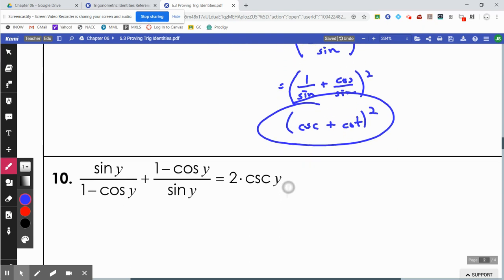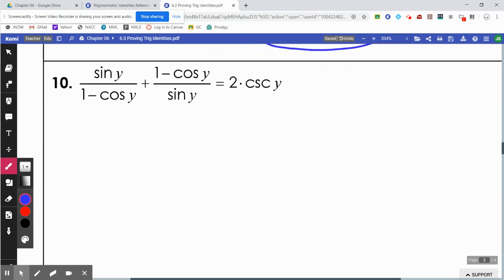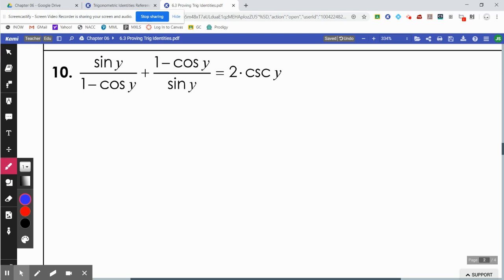So some of these are a little tricky. You're going to have to manipulate them just a little bit. Okay, number 10. Now this one we're going to use that same trick. Notice the 1 minus cosine here. We can multiply top and bottom of that by 1 plus cosine. And let's see what happens when we do that.